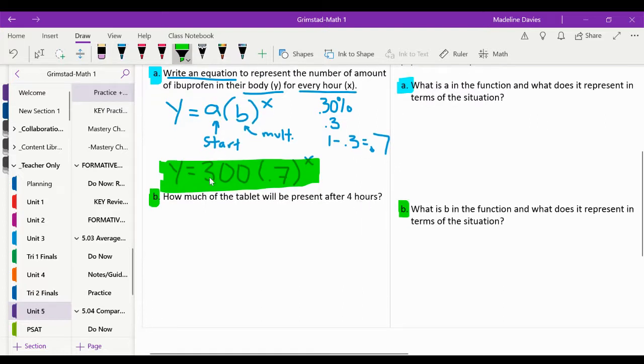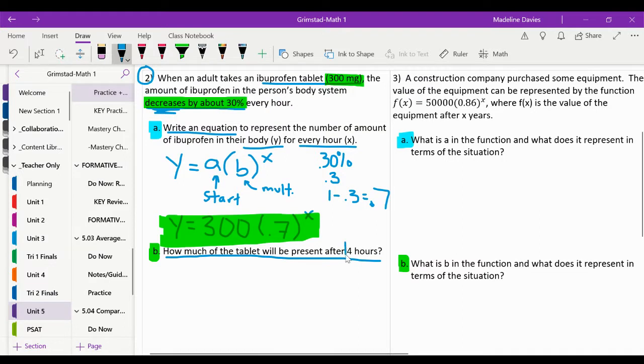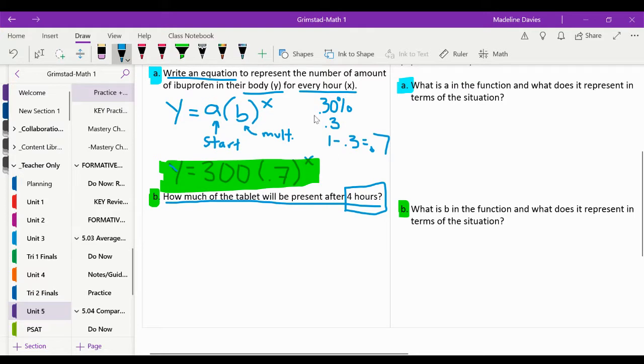So I want you guys to do B on your own. You're trying to figure out how much of the tablet will be present after 4 hours. Your big clue here is 4 hours. So I want you to rewrite this equation, y equals 300 times 0.7 to the power of x. But this time you need to put something in for x. So go ahead and do that.